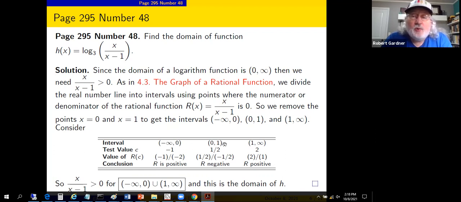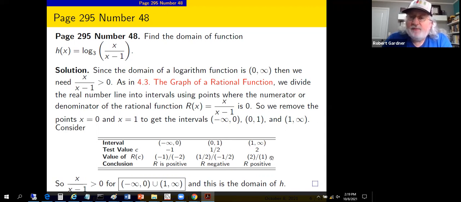Next interval, 0 to 1. Choose a number in there. 1/2 is the most reasonable thing to choose. Plug that into the function r. We get 1/2 in the numerator, 1/2 minus 1 or negative 1/2 in the denominator. That simplifies to negative 1. The one part I'm not interested in is the 1. The negative part is what I'm interested in. If that function is negative at one point of this interval, it is negative throughout this interval. 1 to infinity, choose 2.